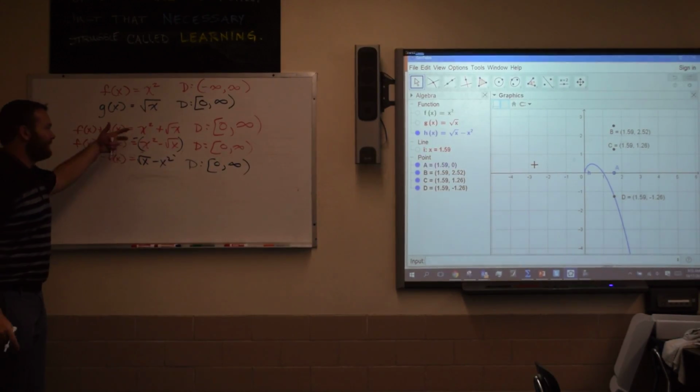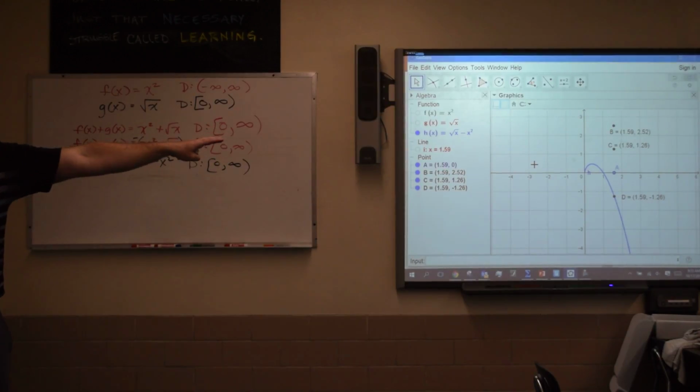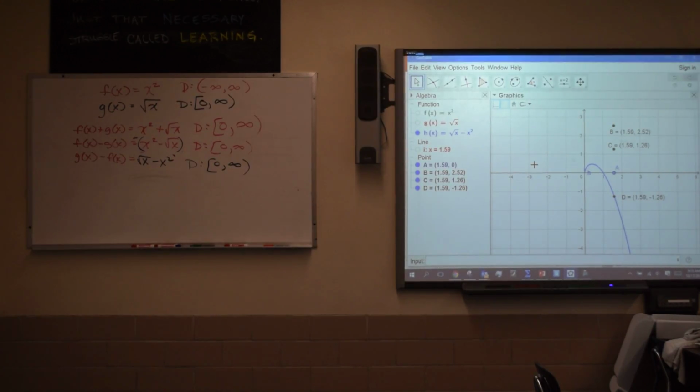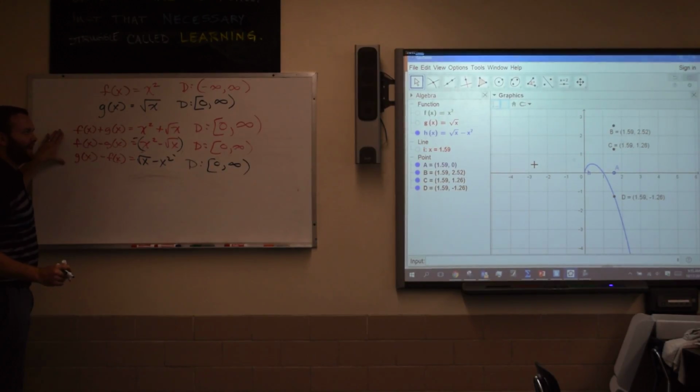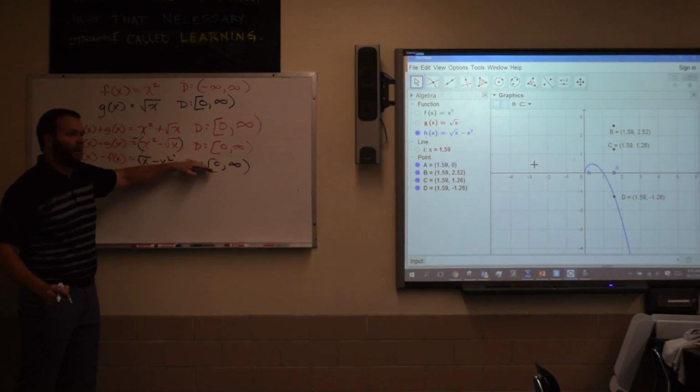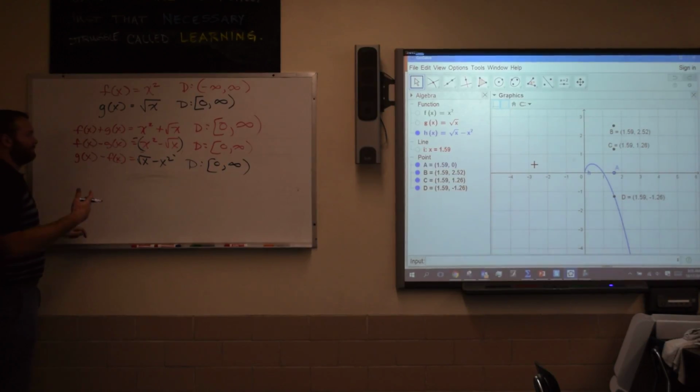But the idea is to be able to find these domains maybe without the picture. But I want to combine the picture in this process of developing these functions so that you understand why these are what they are, why these domains are restricted.